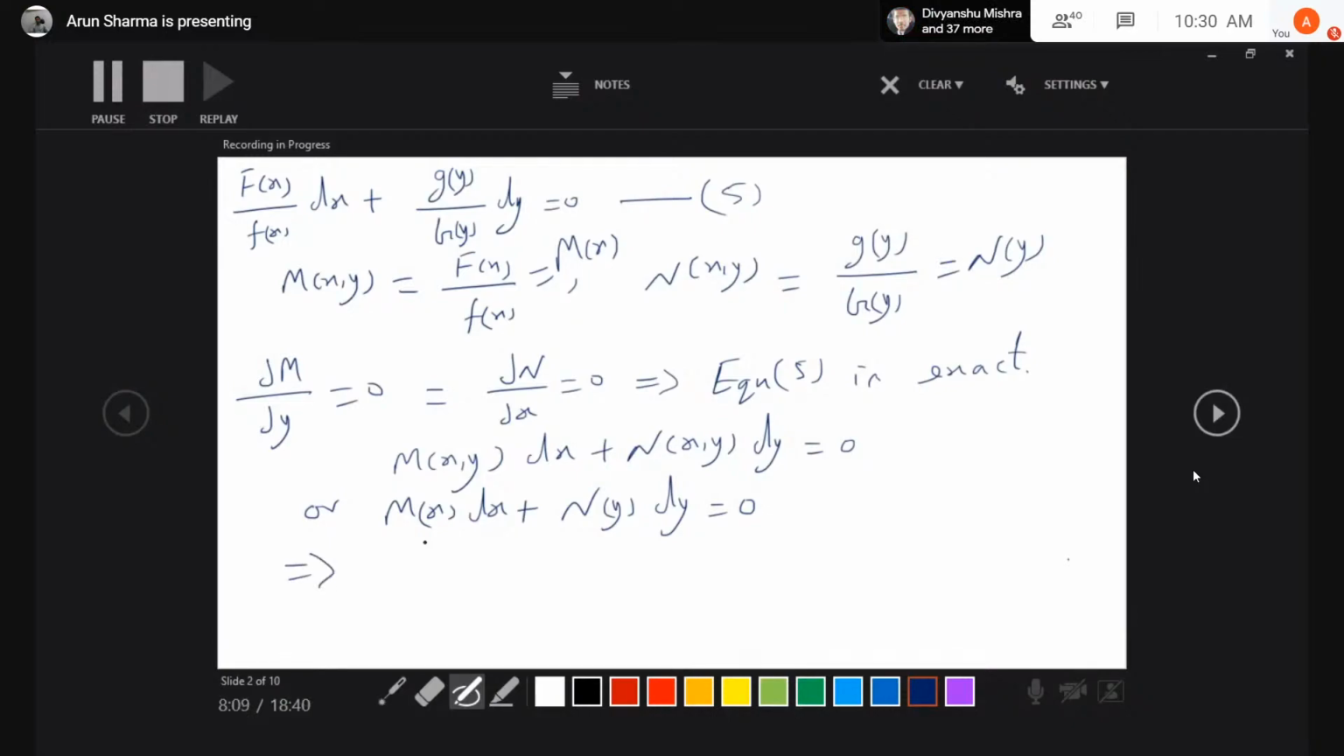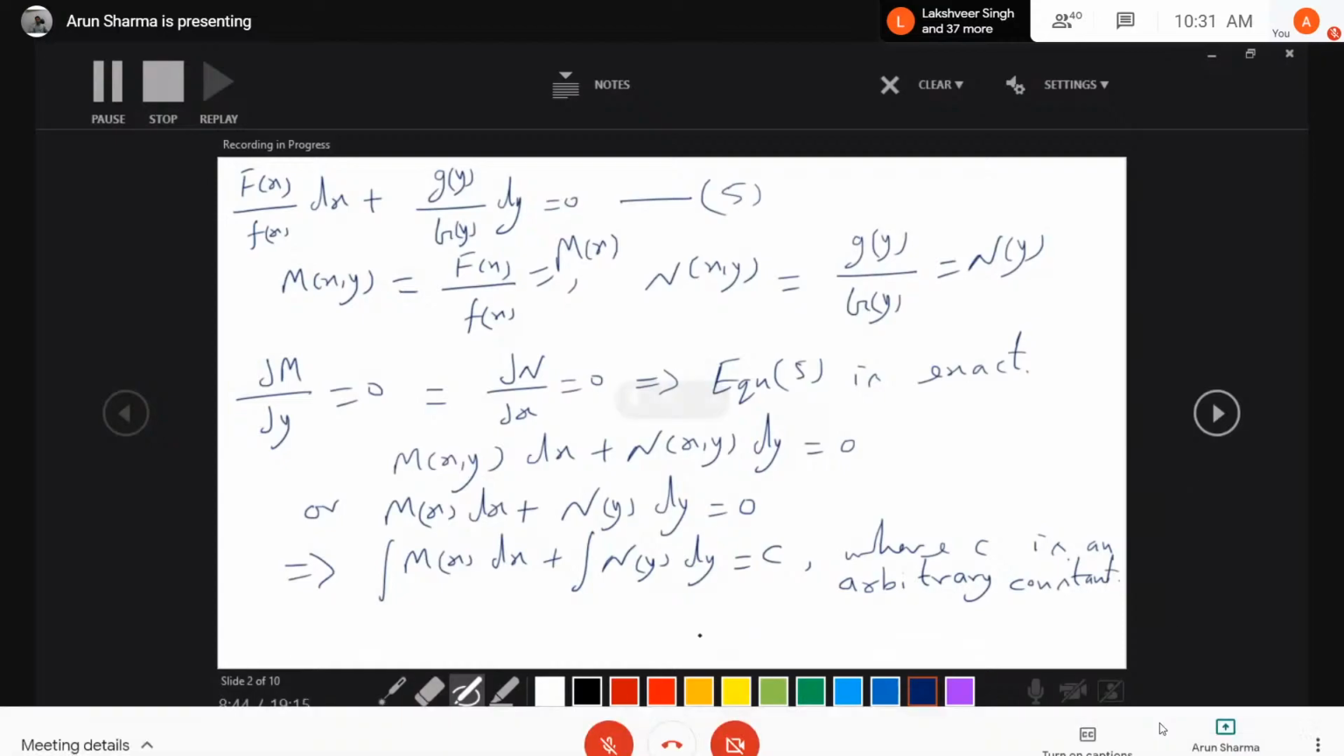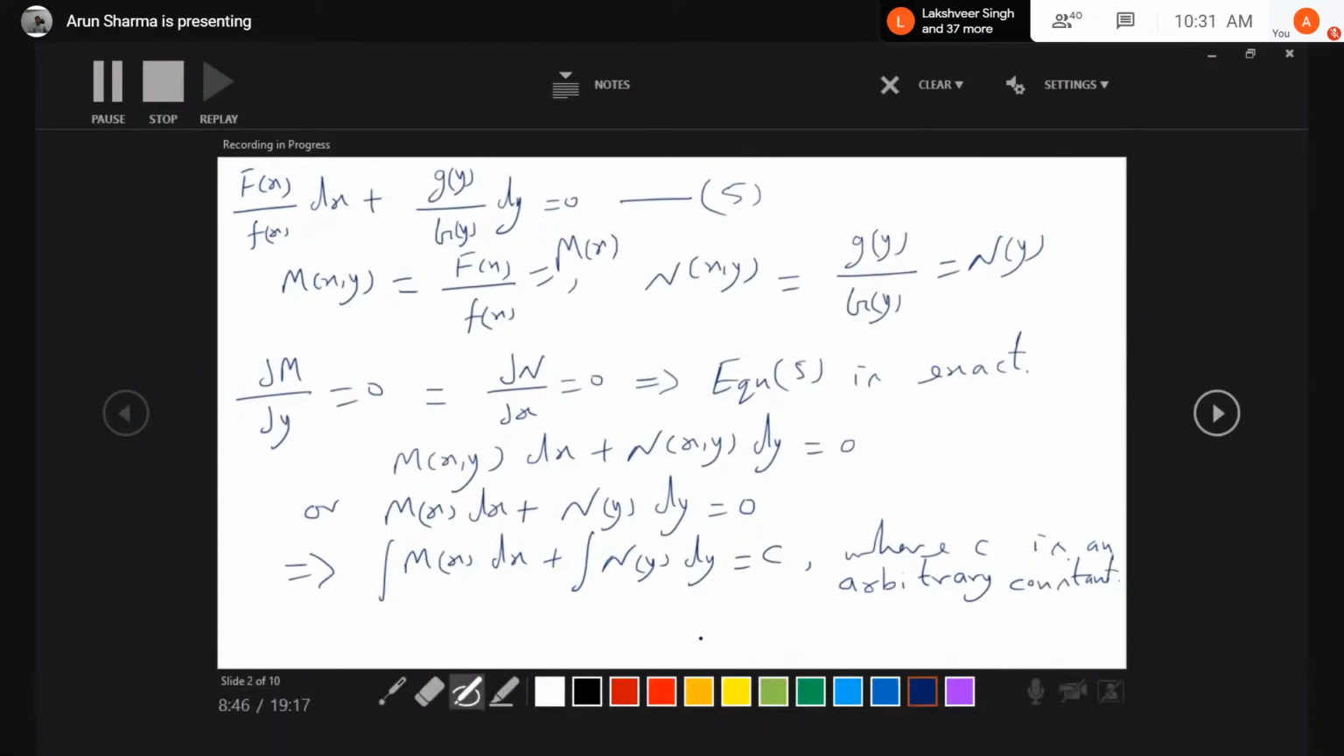So the solution of this equation is integral of M(x) dx plus integral of N(y) dy equals the integration of 0, which is a constant c, where c is an arbitrary constant. Okay.